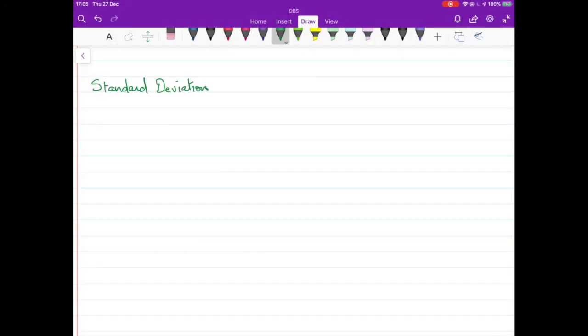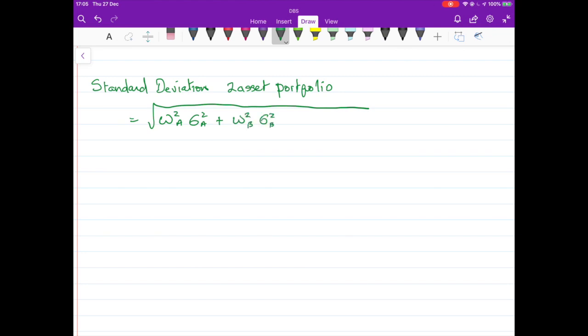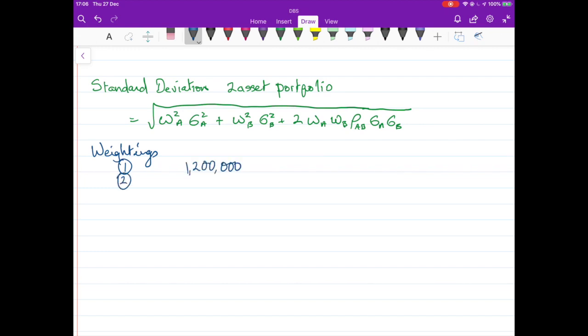So the next part of the question then asks you to calculate the standard deviation for a 2-asset portfolio. And so there's a big long formula for this, which is the weighting of the first asset squared multiplied by the variance of the first asset, plus the weighting of the second asset squared by the variance of the second asset, plus 2 times the weighting of asset A by the weighting of asset B by the correlation of assets A and B, and then the standard deviation of assets A and B. So it's long, but you can work it out step by step.